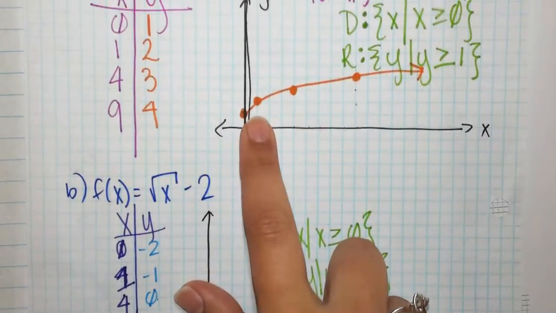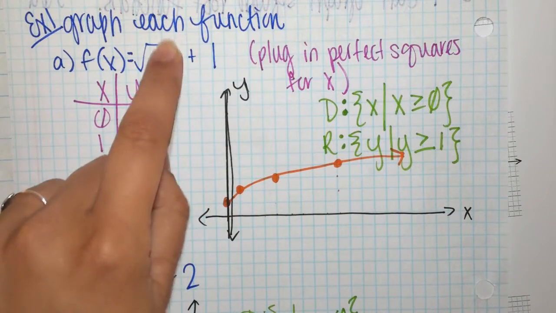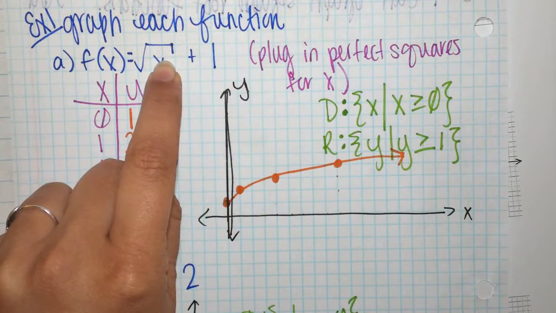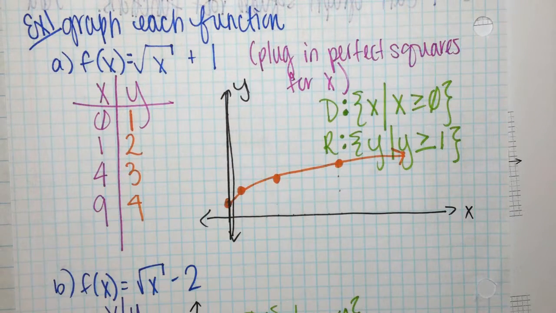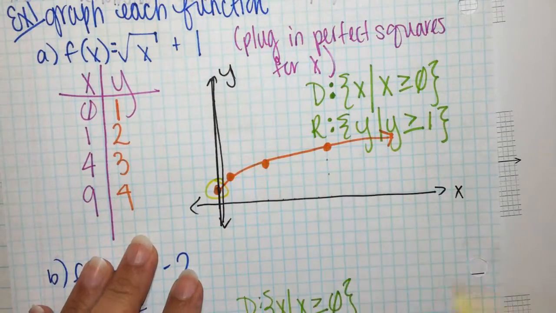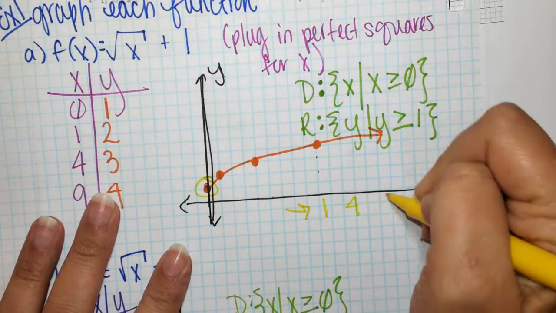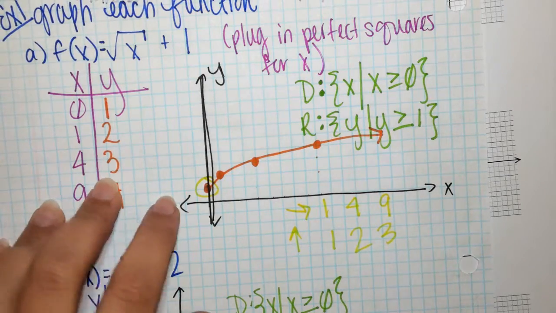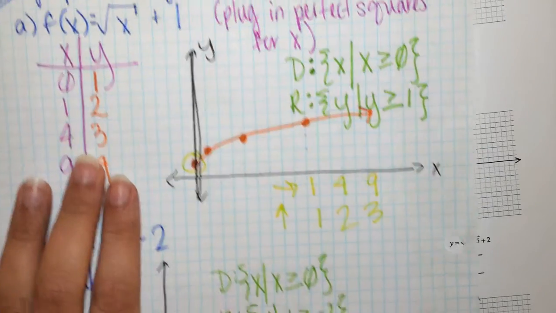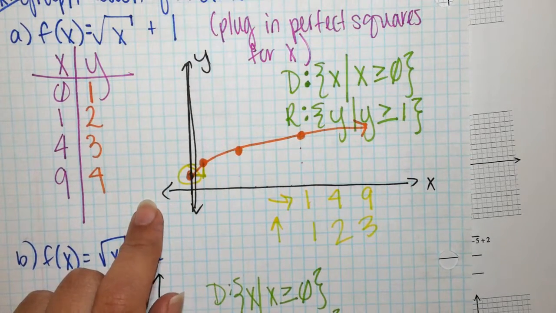Now, let's look and make sure it's right. This one, our vertex, do we have anything under the radical? No, so it's 0, and then this number 1. So our starting point is (0, 1). Is that where we started? Okay. And then, remember, we're going right the perfect squares, and then up the counting numbers. So we would go right 1, up 1. Is that what we did there?